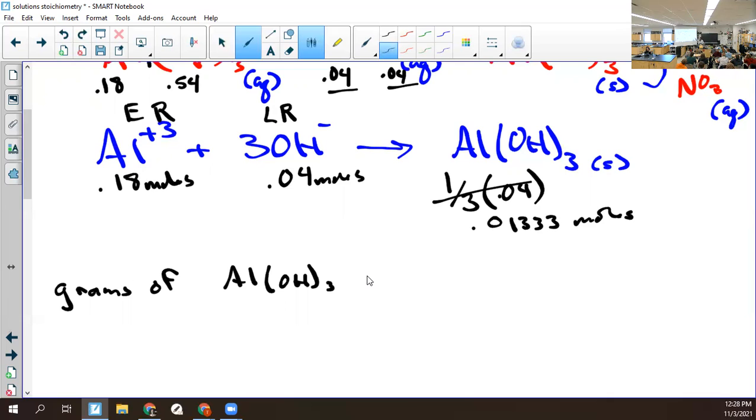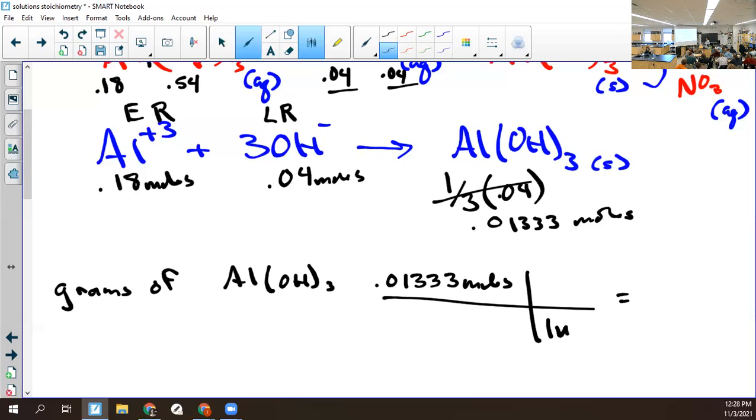Grams, one more time right here. Grams of aluminum hydroxide produced is dependent on the moles. And the moles were dependent on the limiting reactant. We have the moles. It is 0.01333, or wherever you feel like rounding it. And that's moles. You don't have to do a picket fence, but for every 1 mole, how many grams of AlOH3 are there? That's from your periodic table.